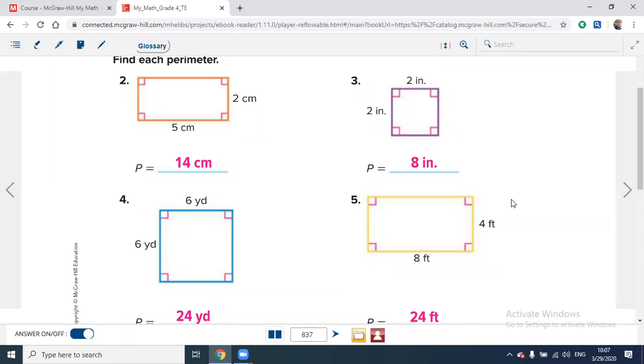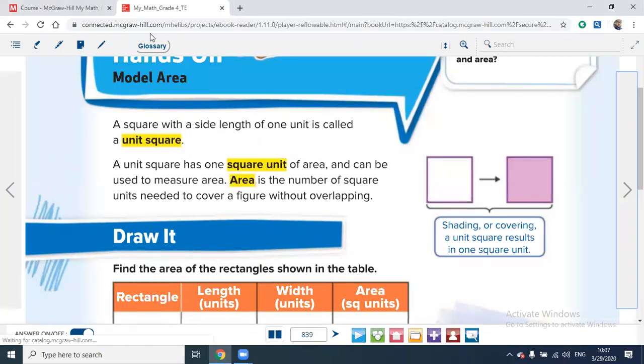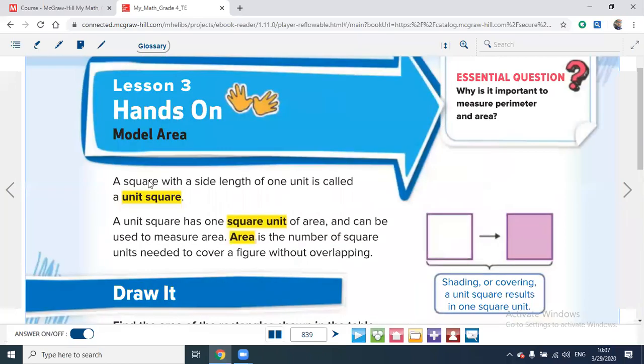Welcome, all of you. Please, no other chatting, only for the lesson. Now we are going to page 839, our lesson, model area. Model area for today's lesson. A square with a side length of 1 unit is called a unit square.